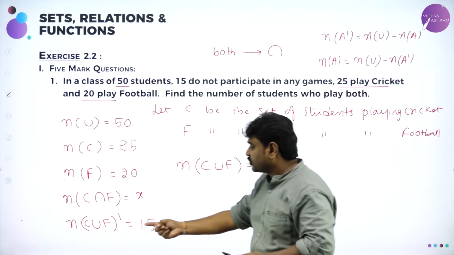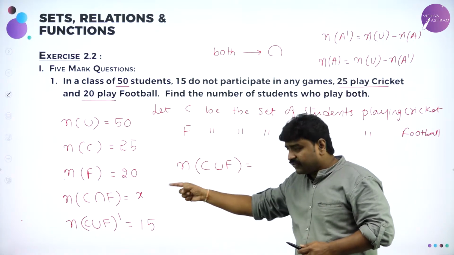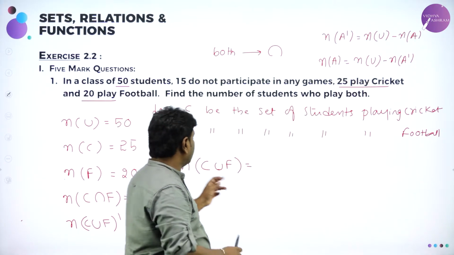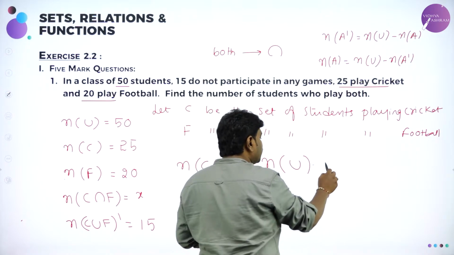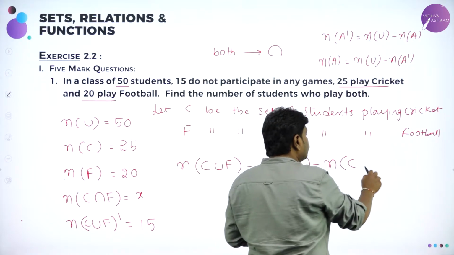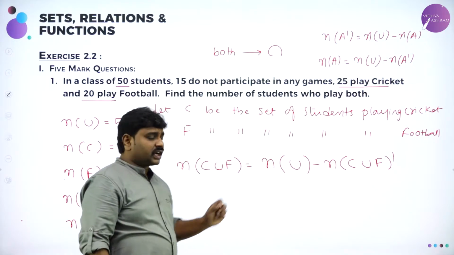See, please understand, they give C union F dash. If you want C union F, C union F dash is given. So how to find n of C union F? N of C union F is n of the universal set minus n of C union F dash. From the universal set, remove F dash.